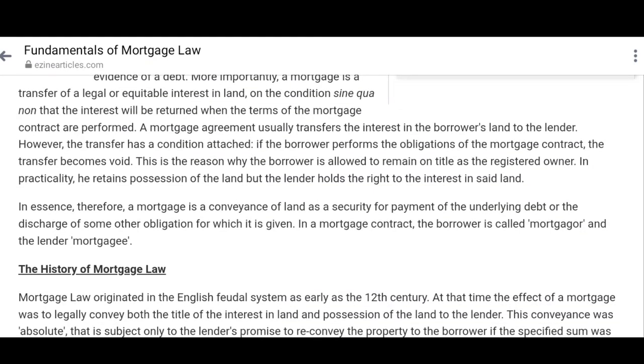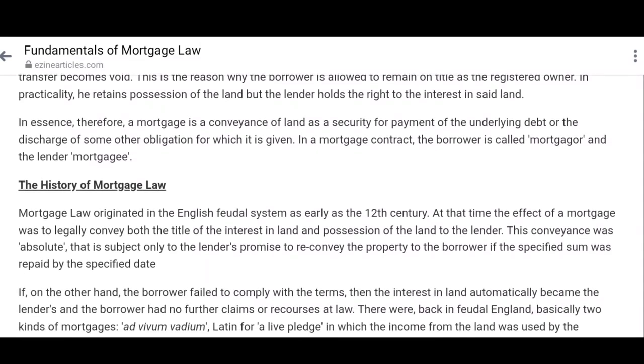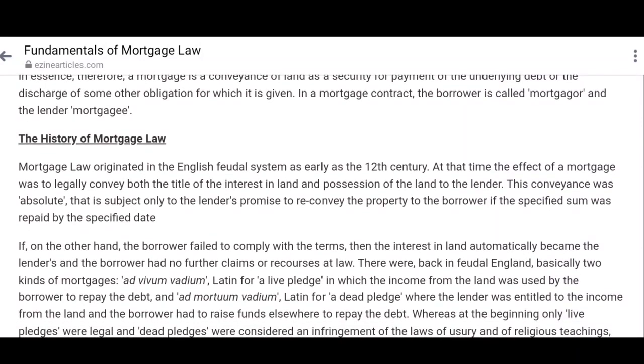In essence, therefore, a mortgage is a conveyance of land as security for payment of the underlying debt or the discharge of some other obligation for which it is given. In a mortgage contract, the borrower is called a mortgagor and the lender is the mortgagee.